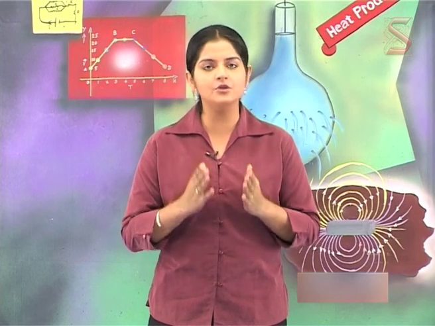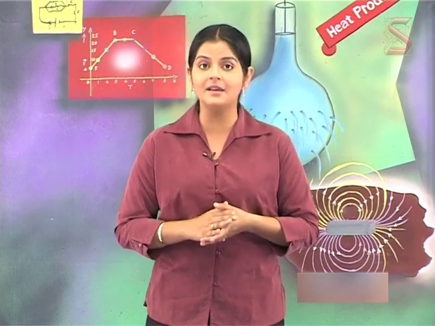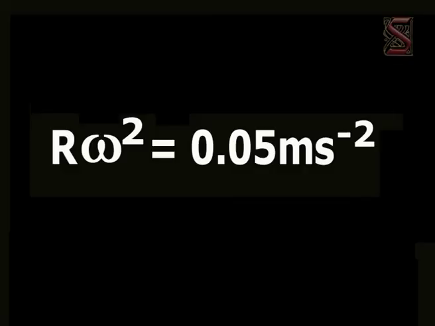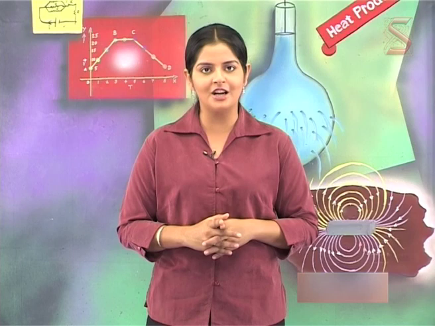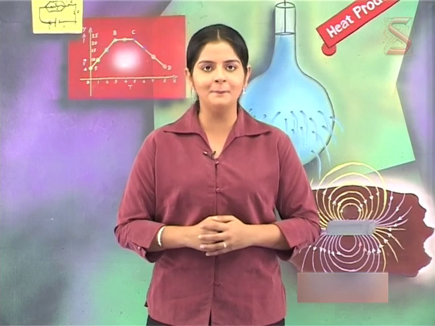Can you think of the values of g at different latitude angles considering r omega square equals 0.05 meters per second square? Now, let us discuss gravitational potential energy of a body on a planet.